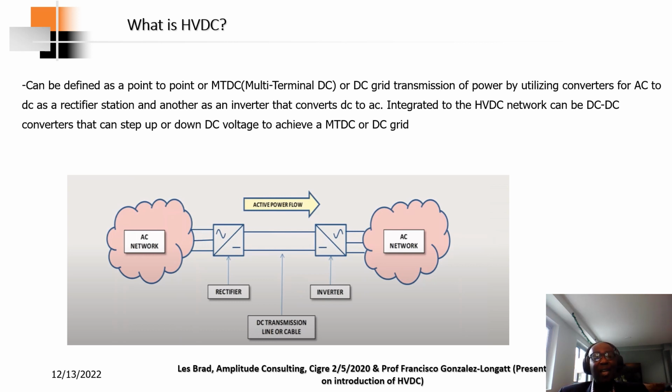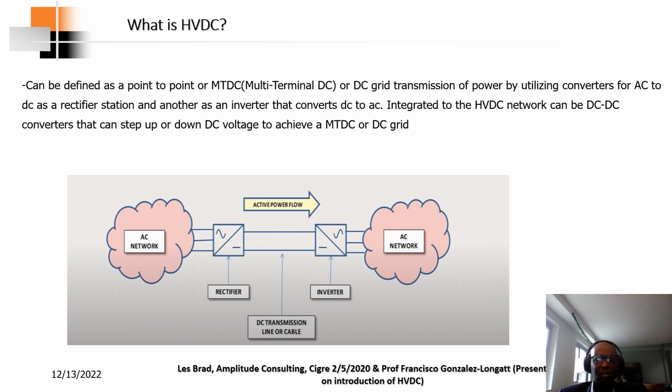It utilizes converters to convert the AC power that has been generated to DC using a rectifier station or rectifier converter, and then another inverter converts the DC power to an AC equivalent before it is transmitted back to the grid.